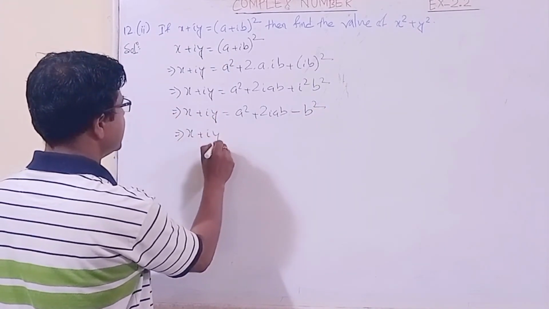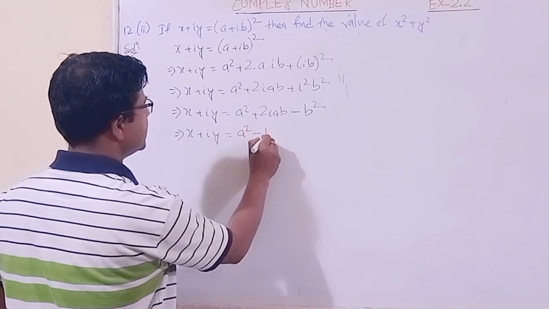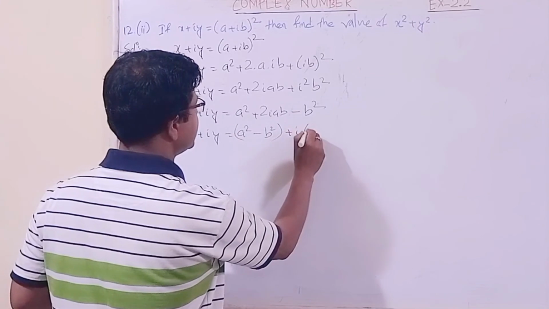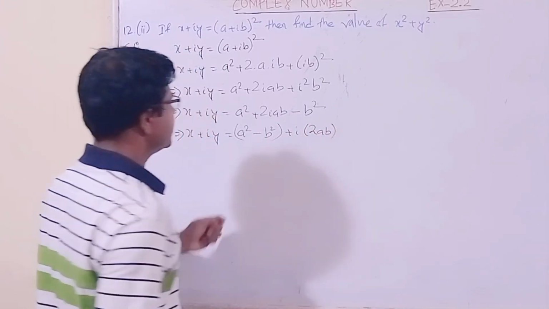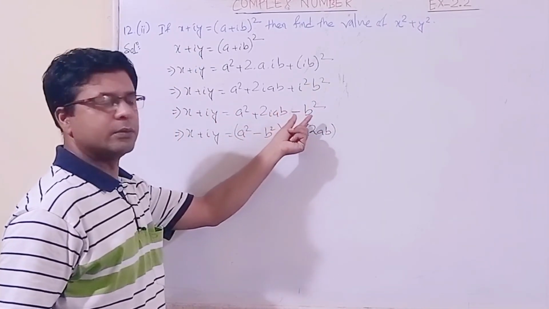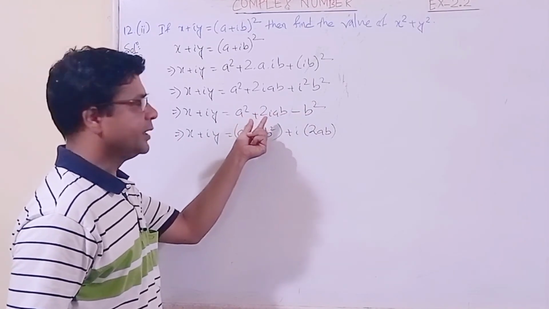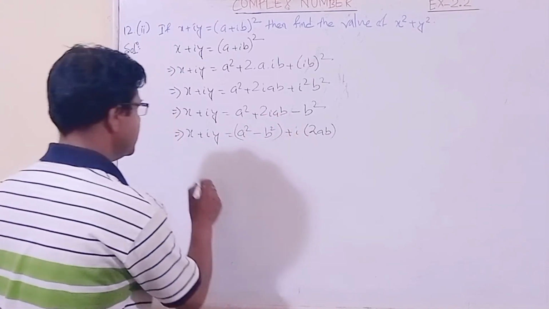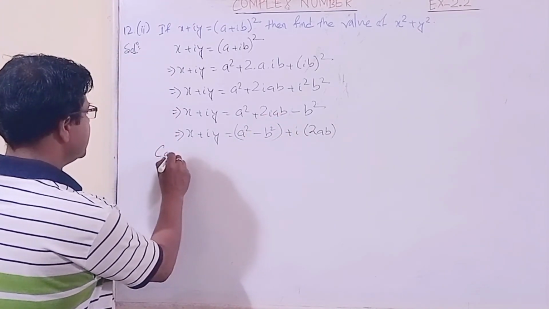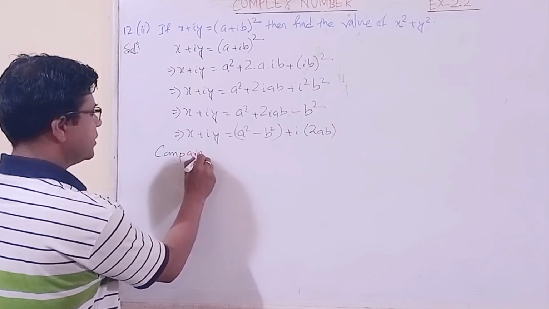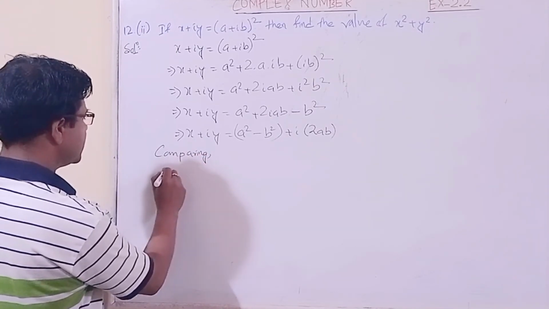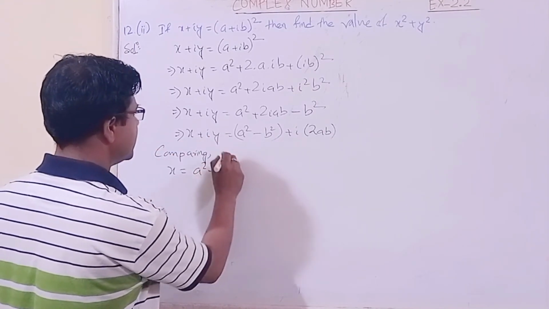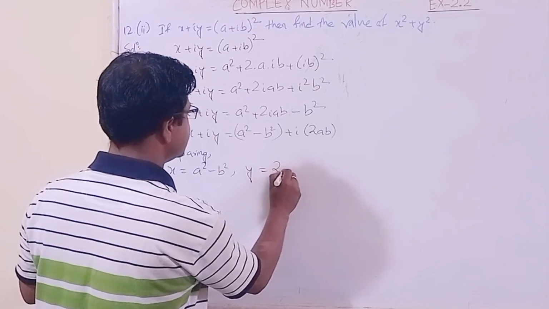x plus iy. Let us separate. Like this, the real part we have written together, and i into this, twice ab. Is it okay? These two are the real part. These two terms are without i, we have written together. This term contains i, so i into twice ab. Okay. So comparing, what do we get? x equal to a square minus b square, and what is y? Twice ab.